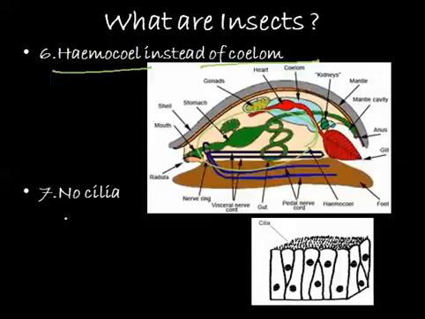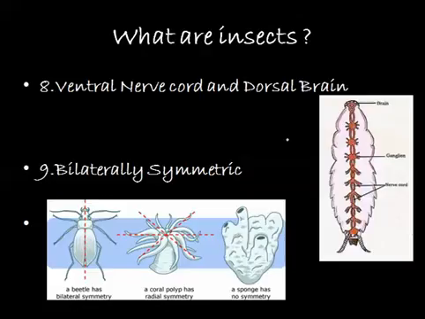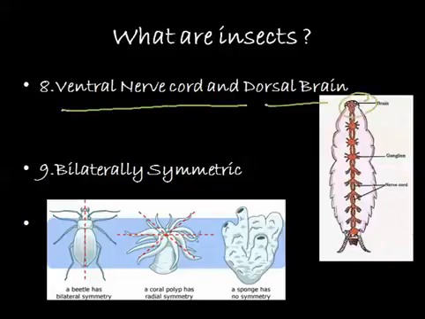Then the other characteristic is that no cilia is present. The surface of the body doesn't have any cilia. This is an important characteristic of this particular phylum. The other characteristics are the presence of a ventral nerve cord and the dorsal brain. Here you can see it's a ventral nervous system, and they have ganglia in between and the dorsal brain.